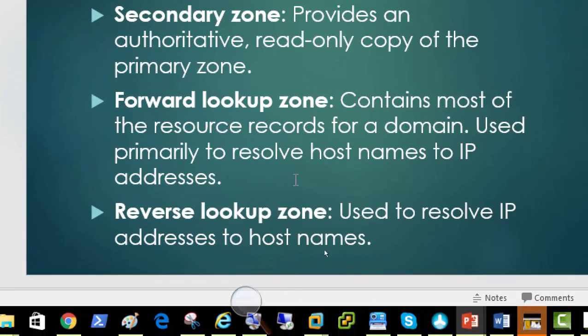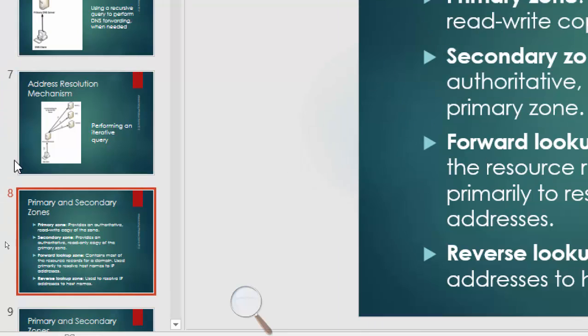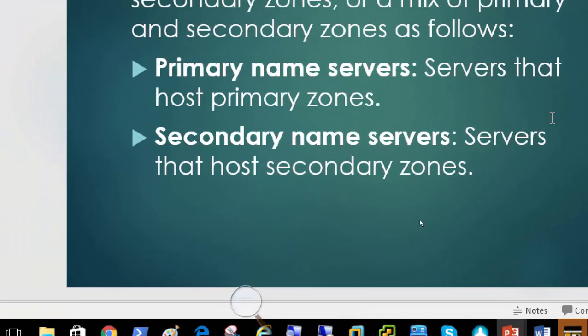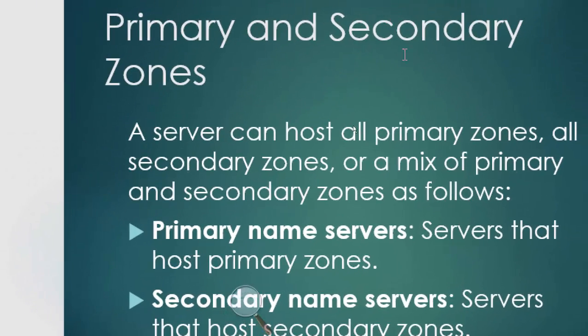So forward lookup zone, reverse lookup zone, we already know that one: it resolves hostname to IP address and IP address to hostname. But I'm just trying to fly towards the most important topics here.